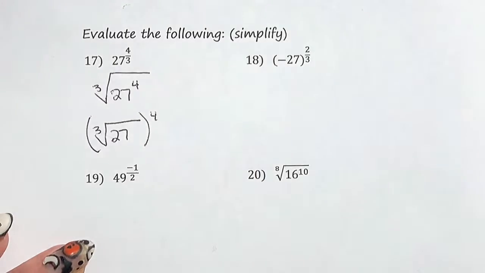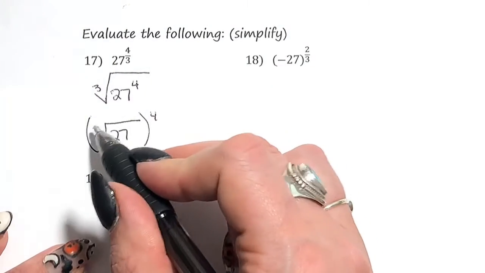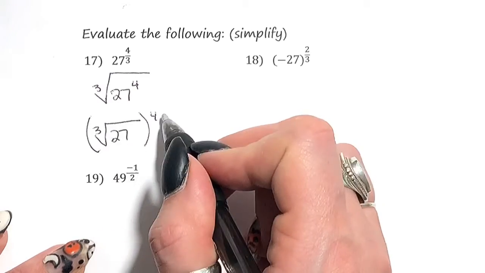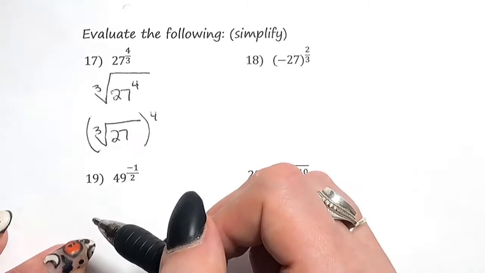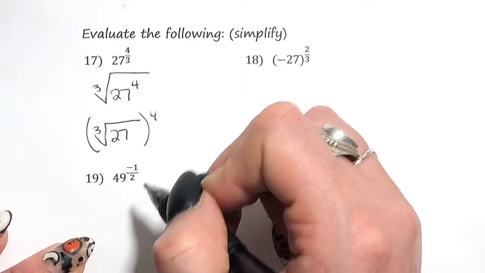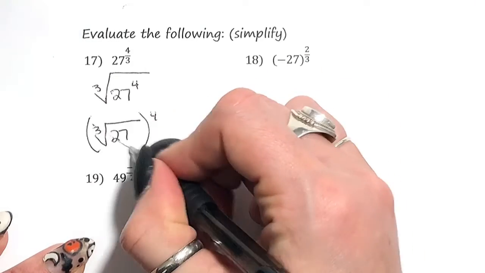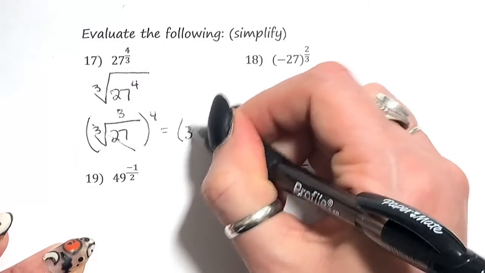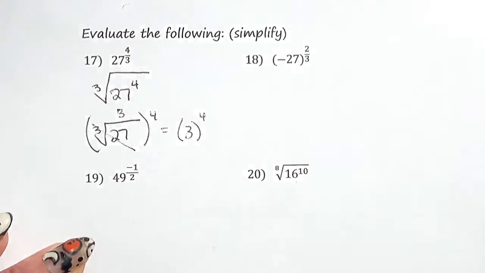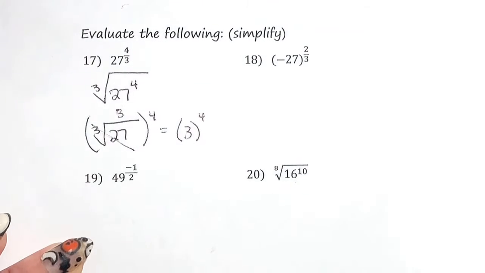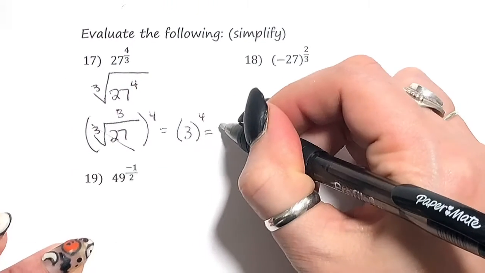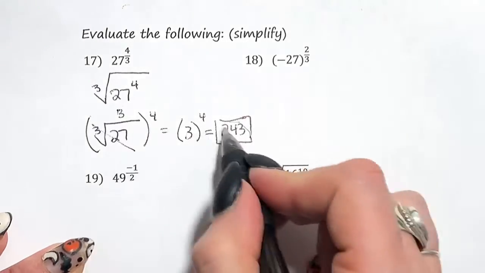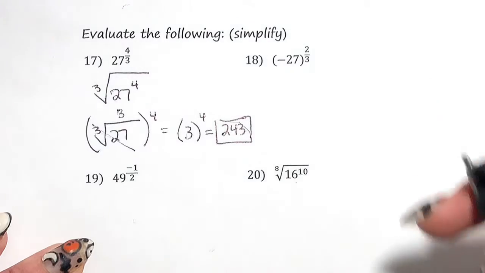Can you guys see which one would be easier in this scenario, the top one or the bottom one? So looking at 27, 27 is a perfect cube. So doing the cube root first will be easier than doing 27 to the power of 4, because again, we get a really big number doing that. But the cube root of 27 equals 3. So this is really saying, what is 3 to the power of 4? Well, 3 times 3 times 3 times 3 is 243. So that would be our answer. So again, this format ended up being the easier way to do it.